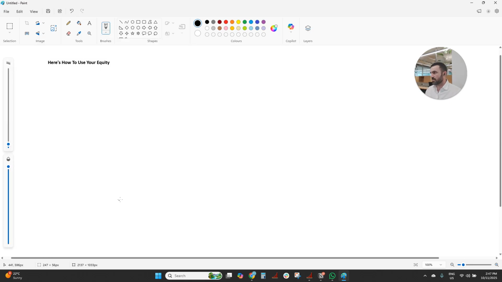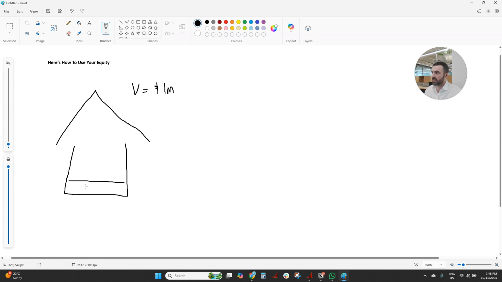Pick the brush. Now let's assume you've got a house. It could be your own home. It could be an investment property. And the value of that property is $1 million. Now your current loan amount is, say, 200K. Loan equals 200K. Your equity in this property is the difference between the value and the loan amount. So if the value is 1 million and the loan's 200,000, you've got 800K in equity.